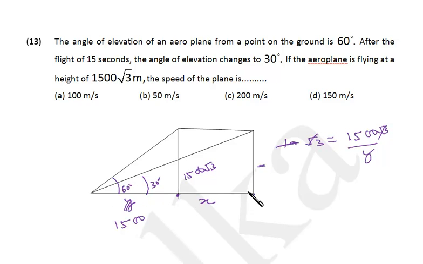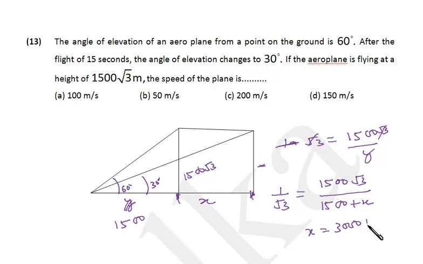After that, if we consider this triangle, then the height is 1500 root 3 and this angle is 30 degree. Further, the relationship between this and this is given by tan theta. So tan 30 degree is 1 by root 3, which is equal to 1500 root 3 by this complete length. So this complete length is what? 1500 plus x. Now 1500 plus x is equal to 1500 into 3. So that's 4500. That means x is 3000. That means this length is actually 3000 meters.